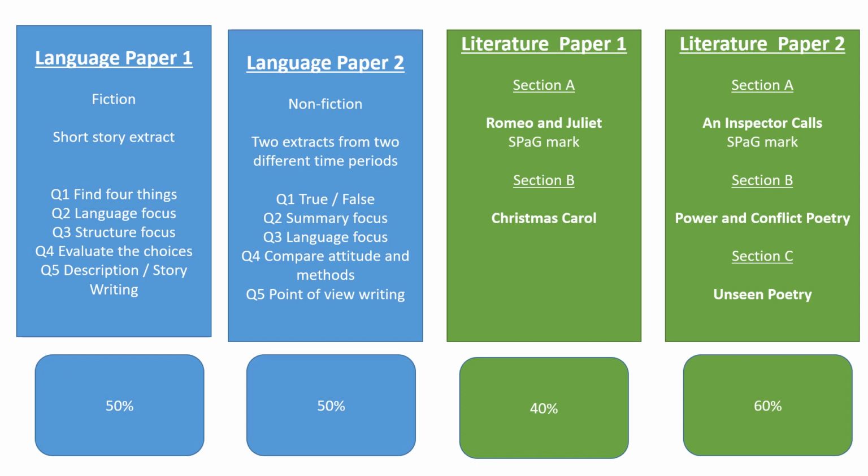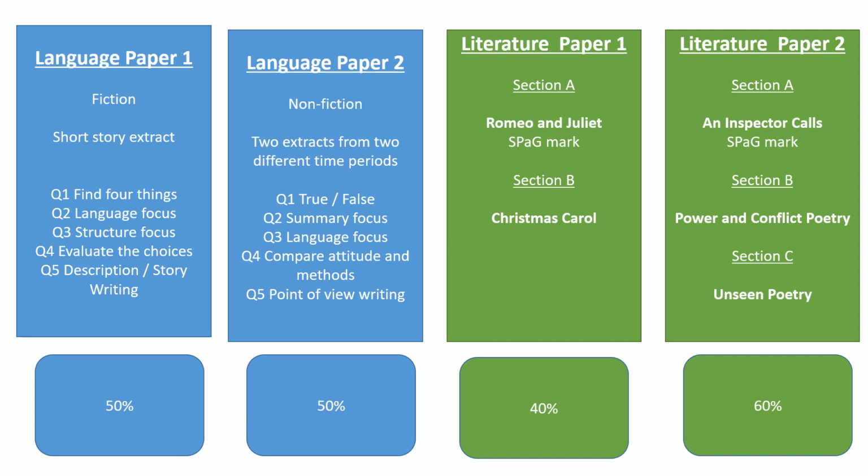Now, we're looking at the language paper. So we're looking at language paper 1 and language paper 2. Both papers are worth equal weight, so 50%. This video is going to be looking at paper 2 in particular, but you can see that it's worth 50% of your overall GCSE.